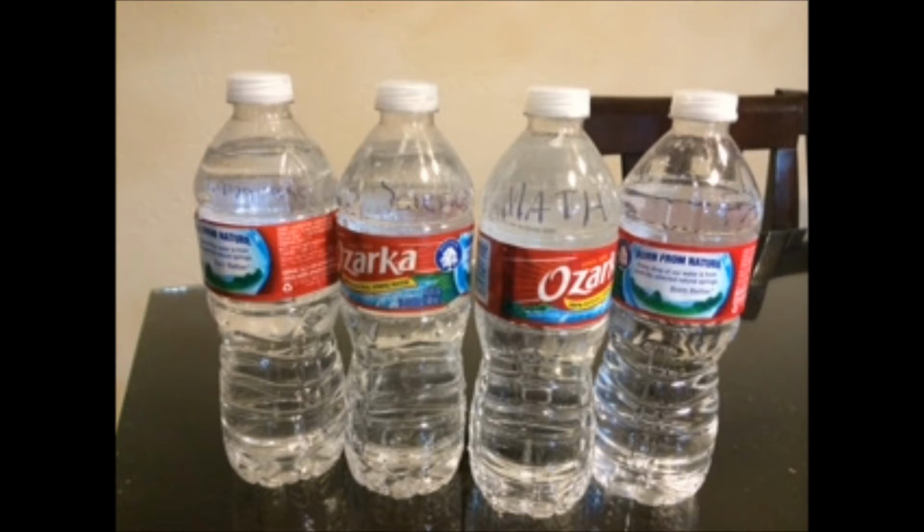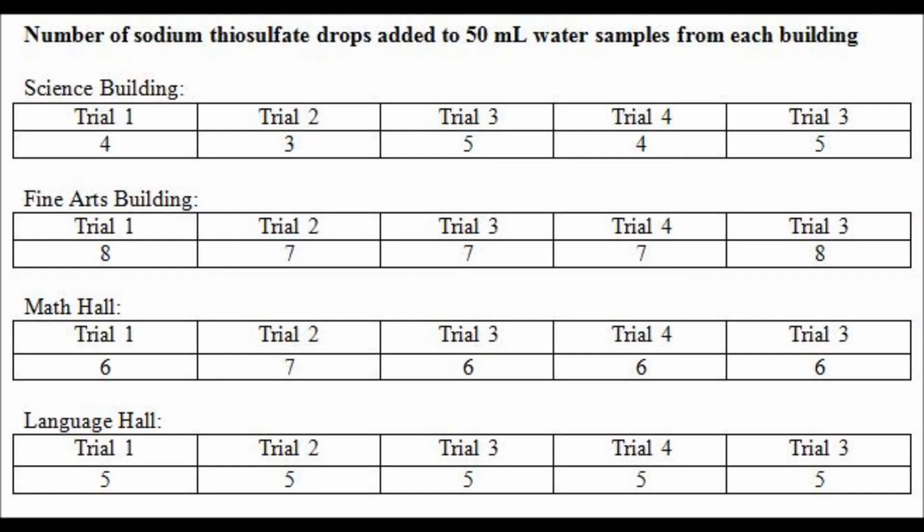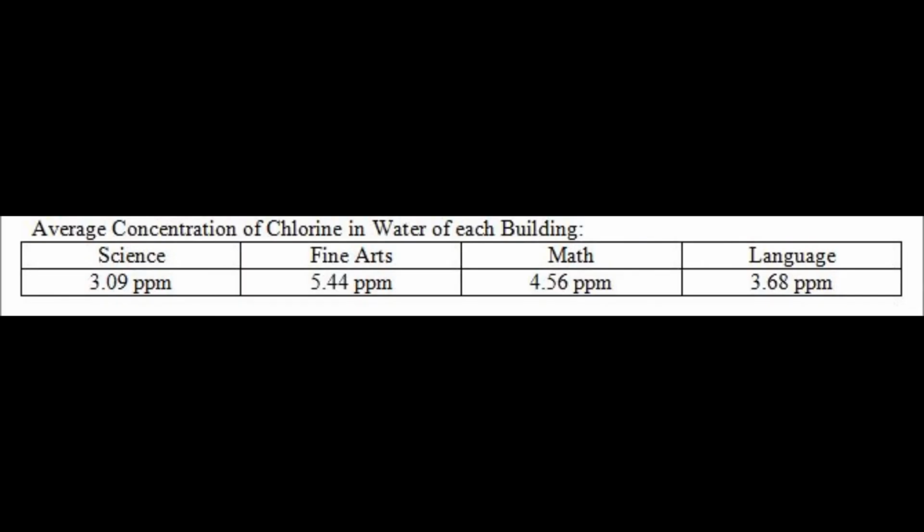The number of sodium thiosulfate drops used to titrate the water in potassium iodide solution were recorded and can be seen in this table. After several calculations, which can be found in the formal write-up of this experiment, the average concentration of chlorine from each building was calculated, which can be seen in this table.